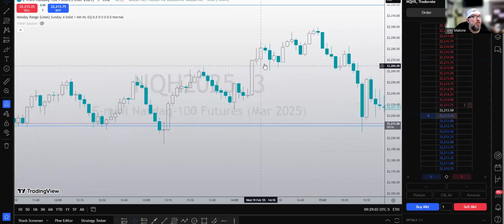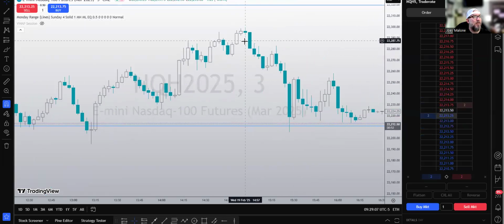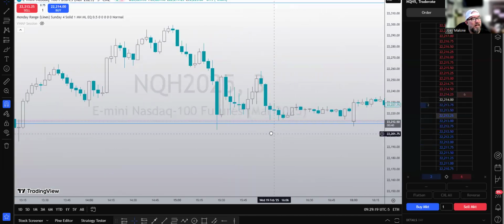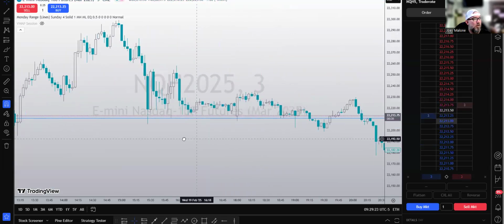But then we start running up, right? We run all the way up. We don't make it to the Monday high. We reject overnight. This is at the end of the day. I was not trading during this time. We rejected all the way back down to where? The Monday median. And then we have consolidated across this median all night long.